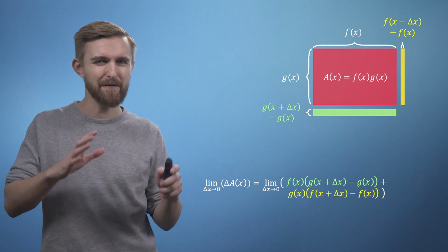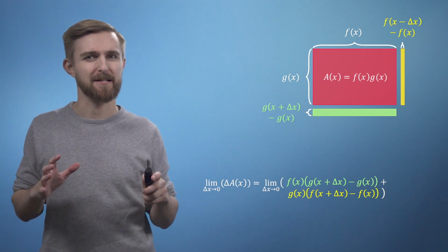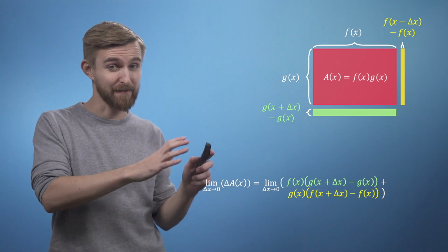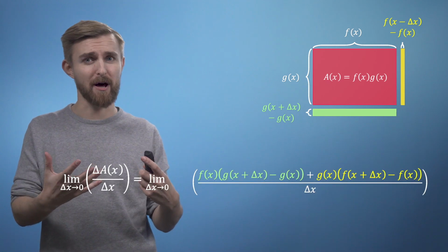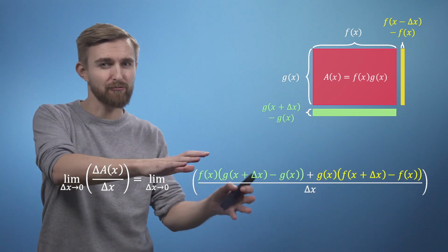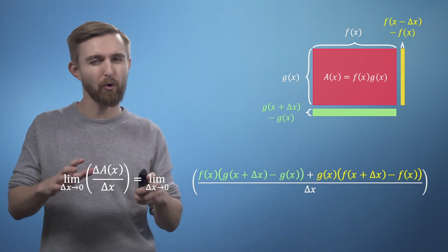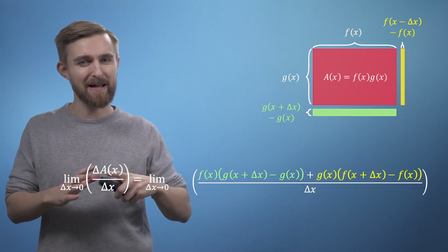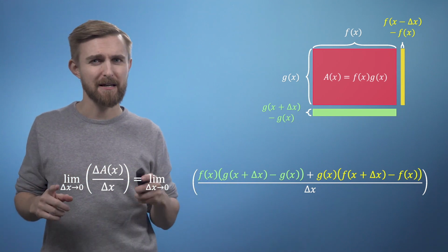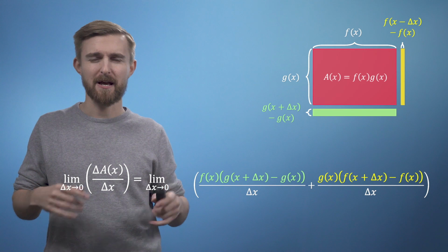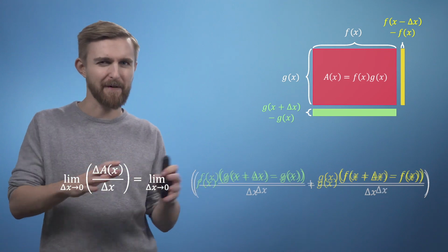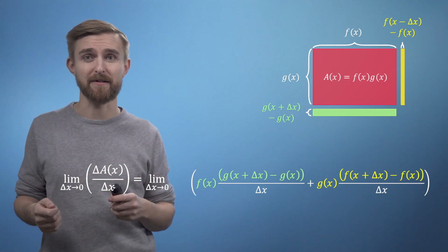What is the derivative of A with respect to x? So we want the limit of delta A divided by delta x, i.e. rise over run, which means we also need to divide the right-hand side by delta x. We are so close at this point, all we need to do is slightly rearrange this equation. So firstly, by splitting it into two fractions, and then secondly, by moving f of x and g of x out of the numerators.